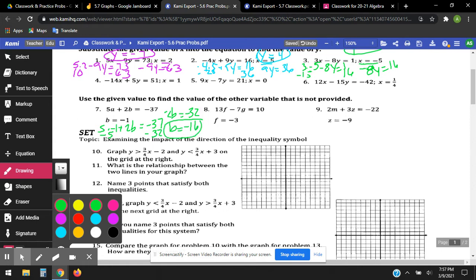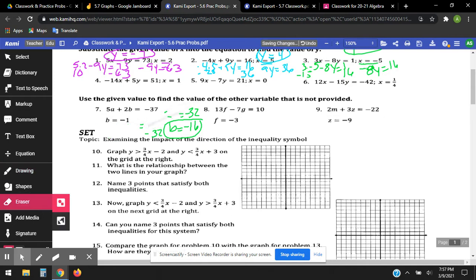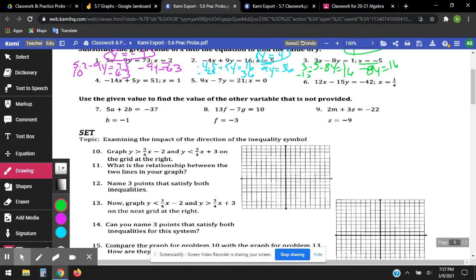Not b. Oh, wait a minute. I just substituted that into the wrong one. b is negative 1, not a. Goodness. So 5a plus 2 times negative 1 equals negative 37. So that's negative 2. So I have negative 35. 5a equals negative 35. So a equals negative 7 on this one. You can read my negative 7.